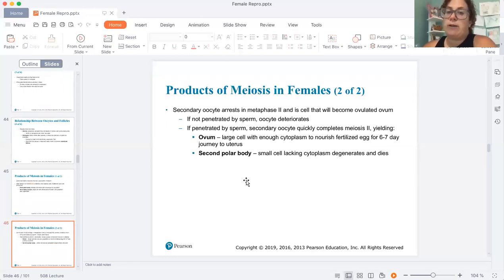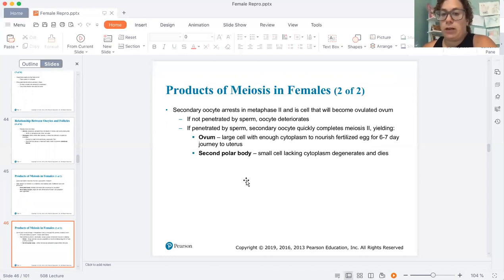Then the secondary oocyte stops in metaphase 2, and it will become ovulated as an ovum. If sperm does not meet up with this oocyte, the oocyte just degenerates. If this sperm hits the egg, then the secondary oocyte, as I said, starts meiosis two.